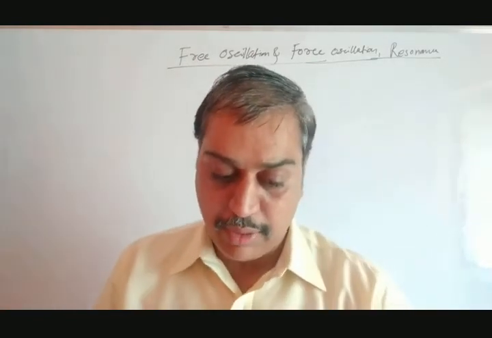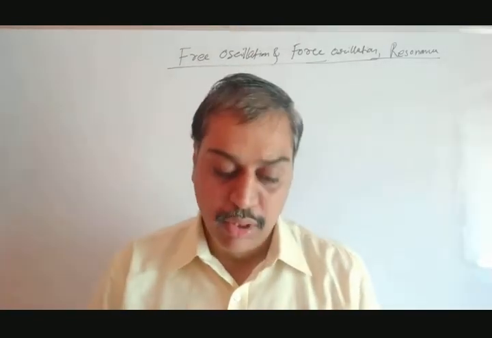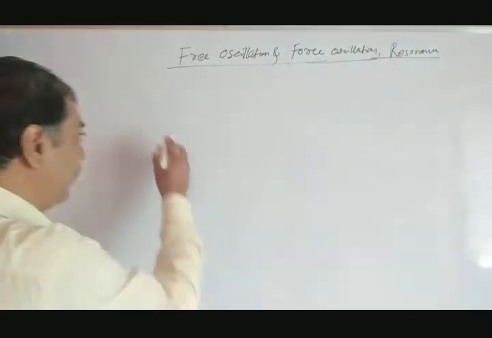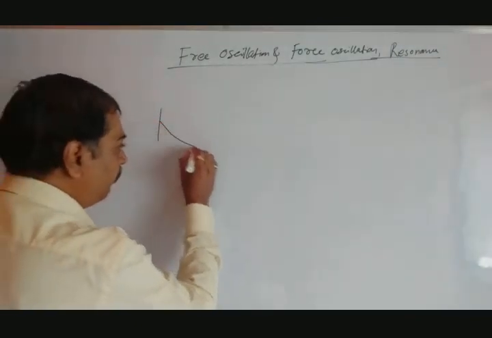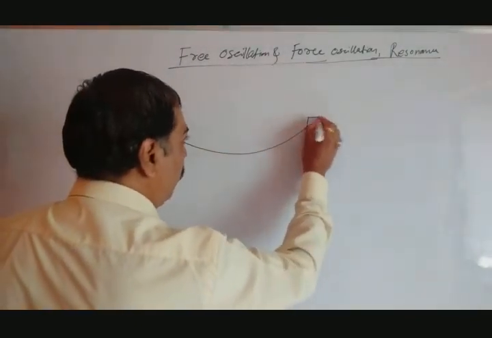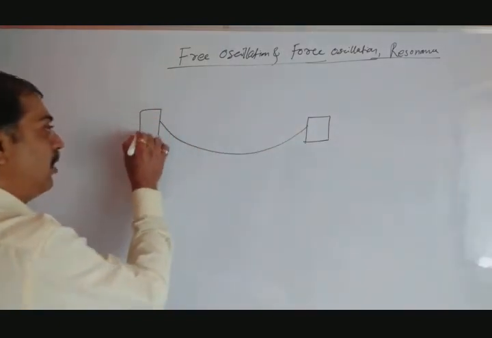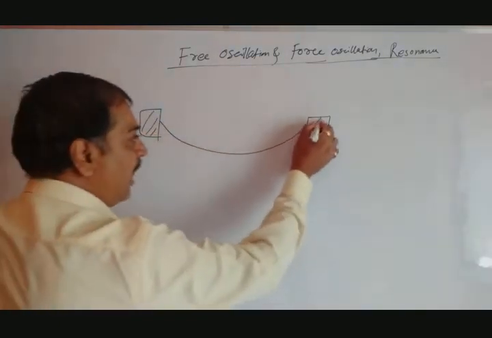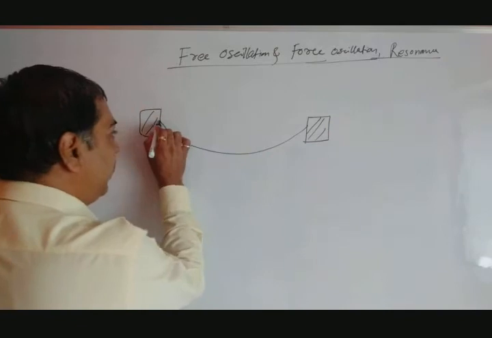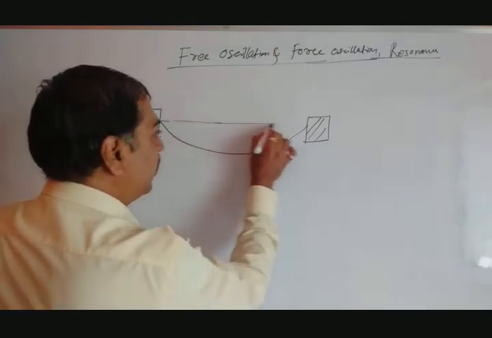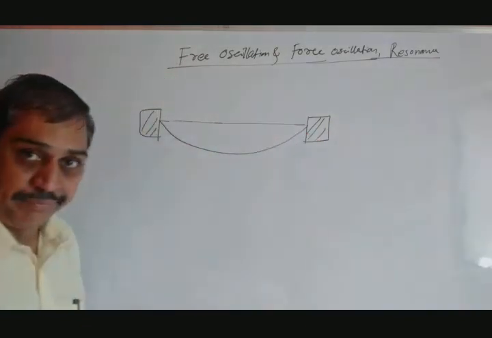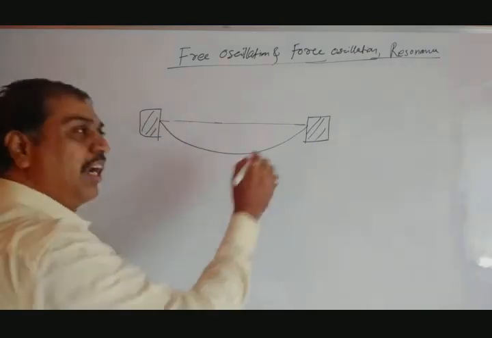Let's go with one of the examples they have taken in your book. In that example, they have taken two rigid supports, and to these two rigid supports they have tied one string. Initially, the position would be a straight line. Why it gets bent, we will see.